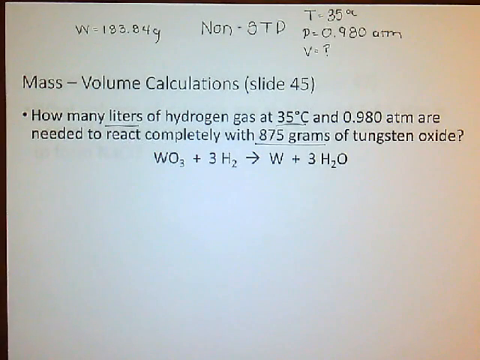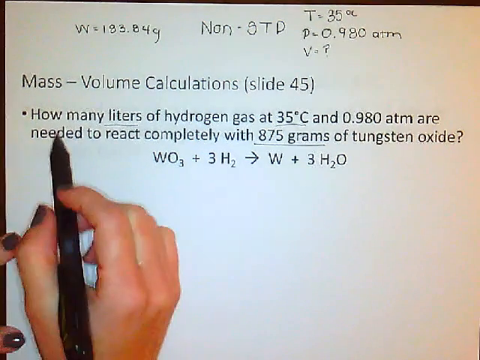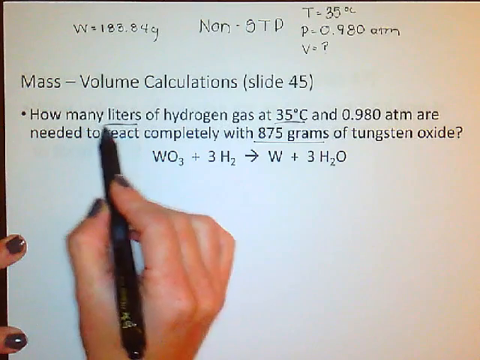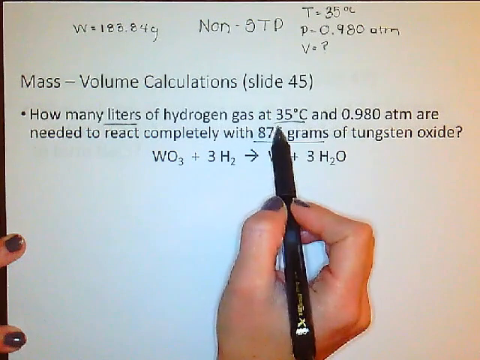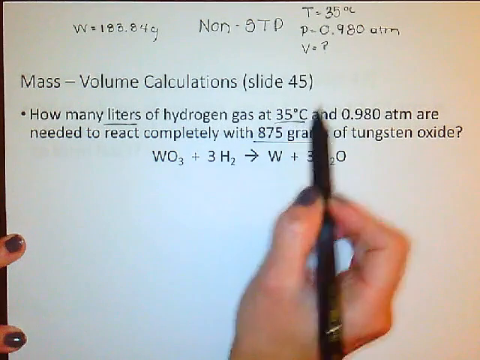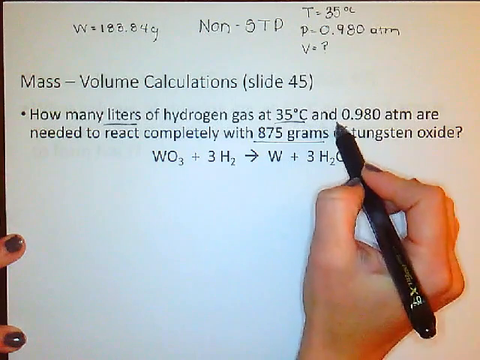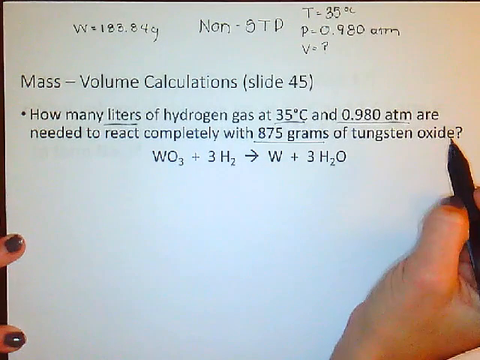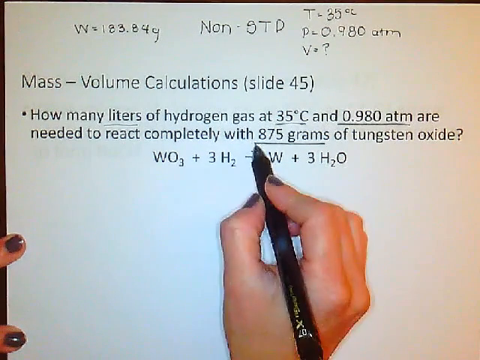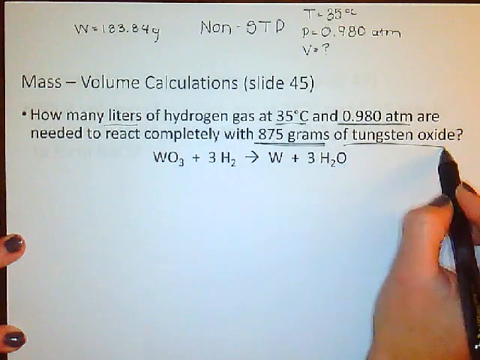This is going to be our first look at a non-STP gas. Up to this point, when we've been reading these problems, we always see STP, or standard temperature and pressure. But as we read this one, it looks a little bit different. It's still asking us for volume in liters, and it tells us that this time we have a temperature of 35 degrees Celsius, a pressure of 0.980 atm, and then we're given a mass of tungsten oxide.